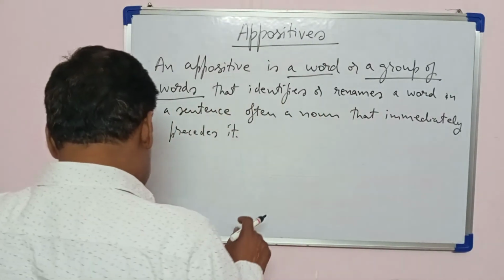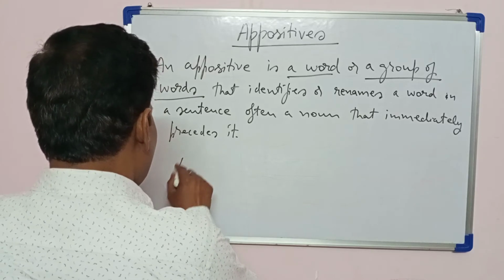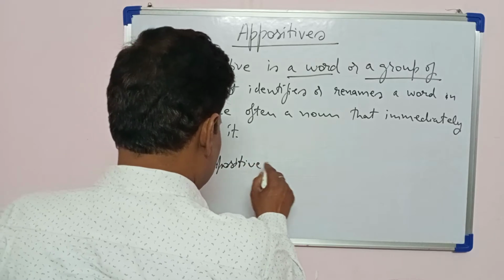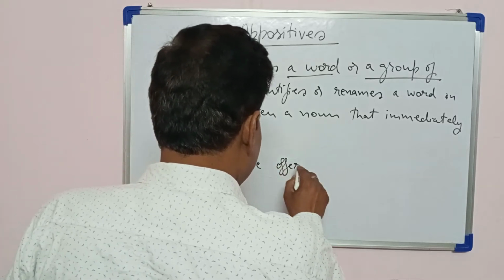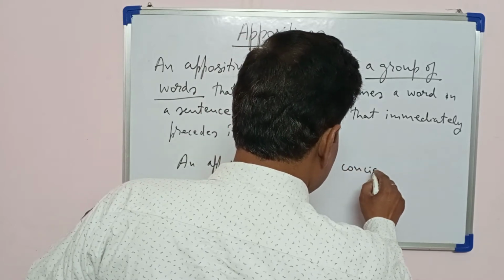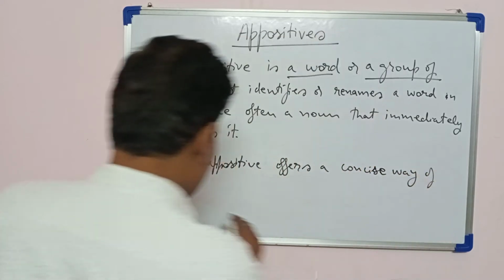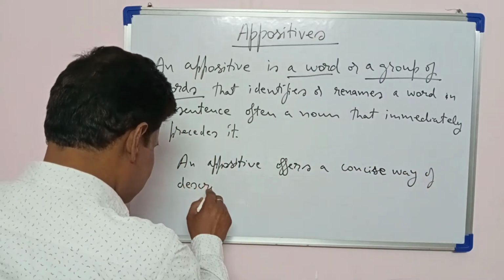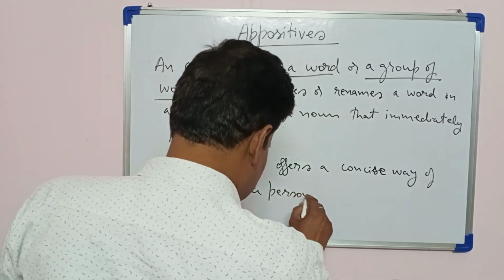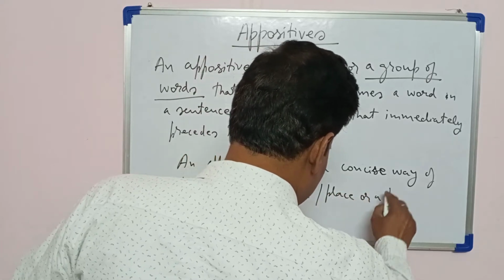Now what are the other things? An appositive offers a concise way of describing a person, place or a thing.